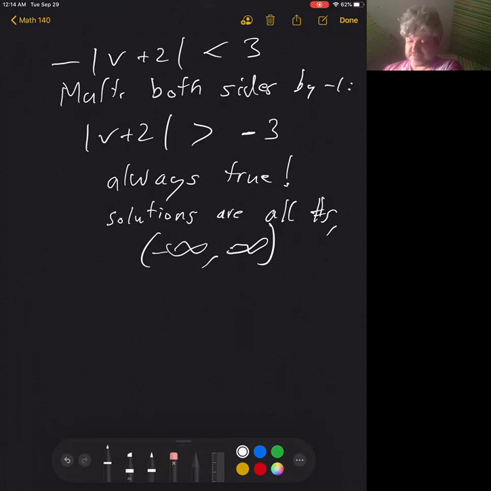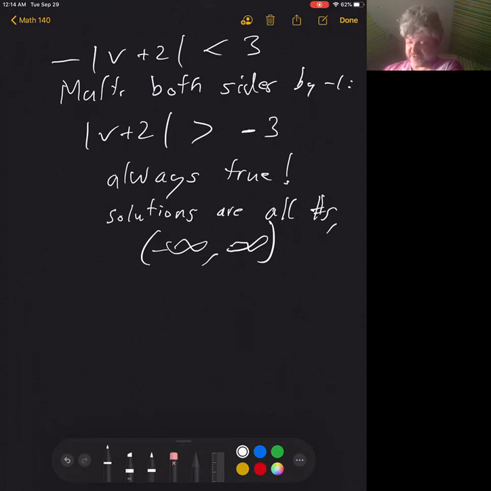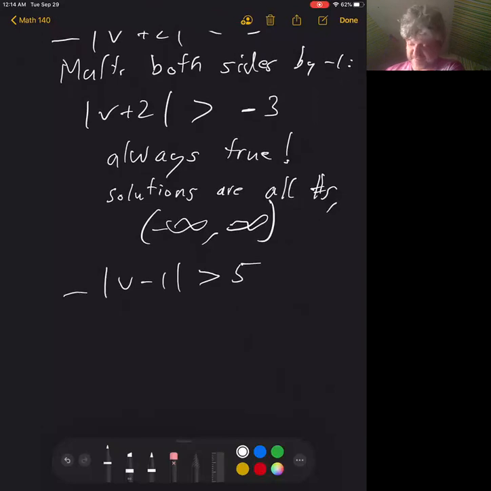Another example, how about we do negative absolute value of v minus 1 is greater than 5. Multiply both sides by -1. You get absolute value of v minus 1 and a -5. And the greater than becomes less than. And this inequality has no solution.